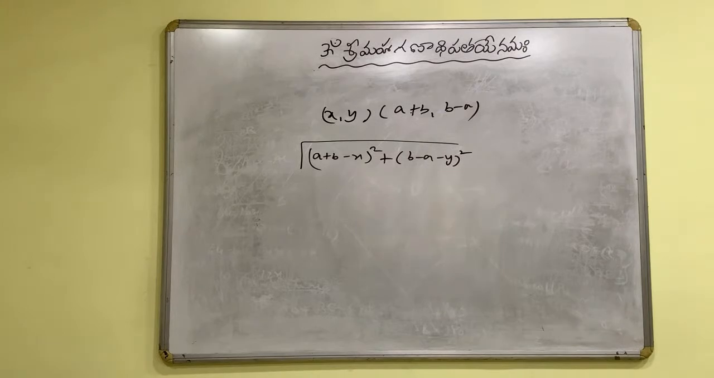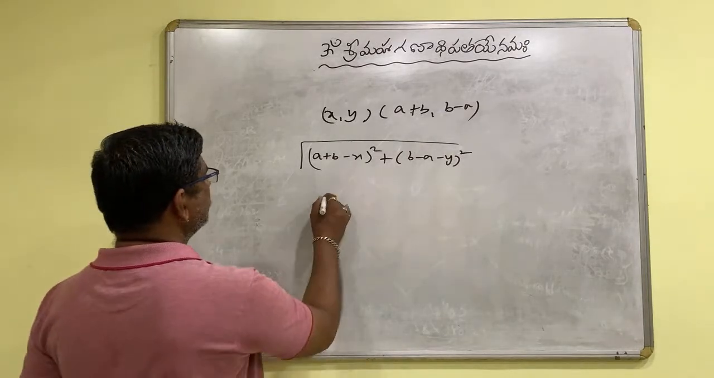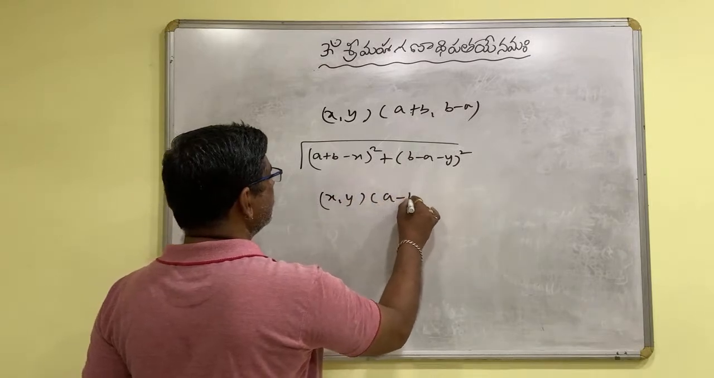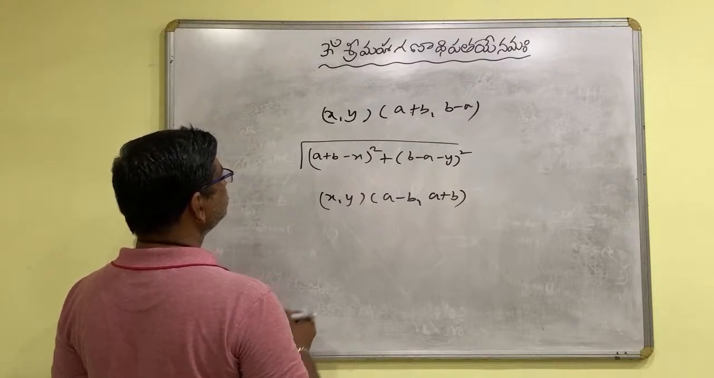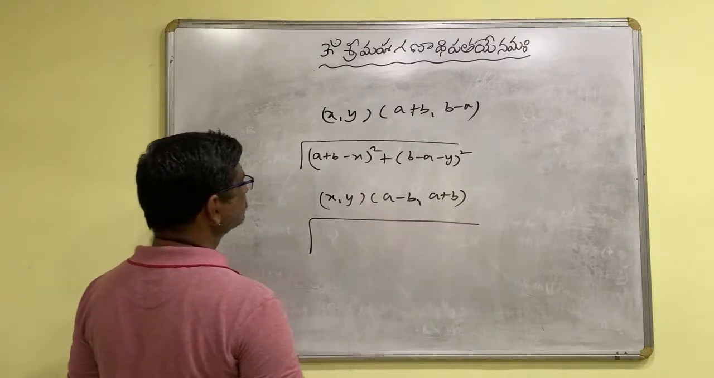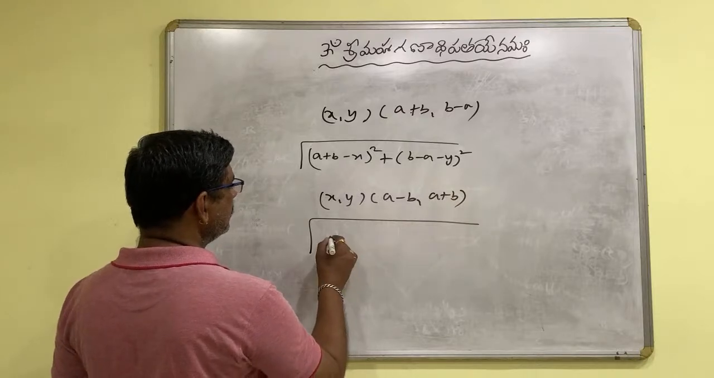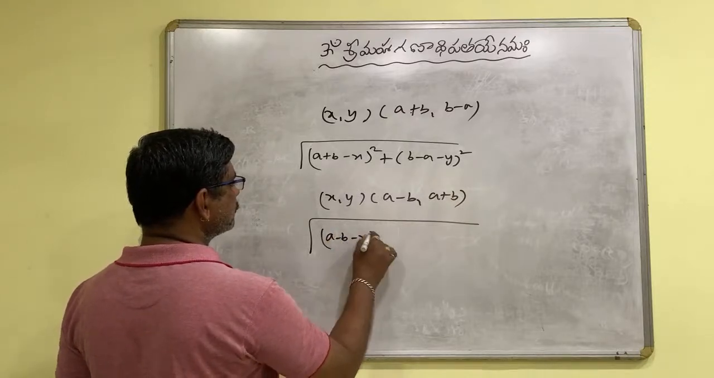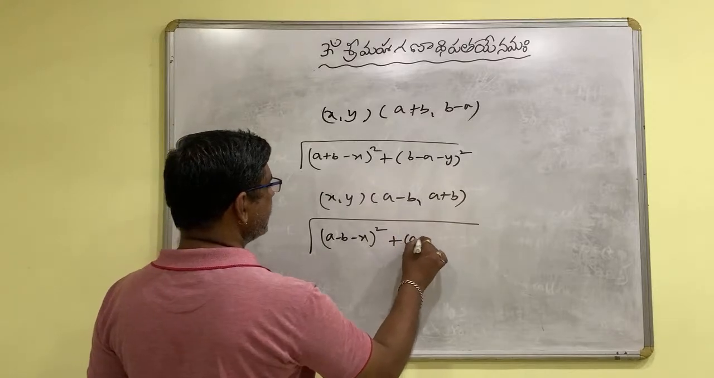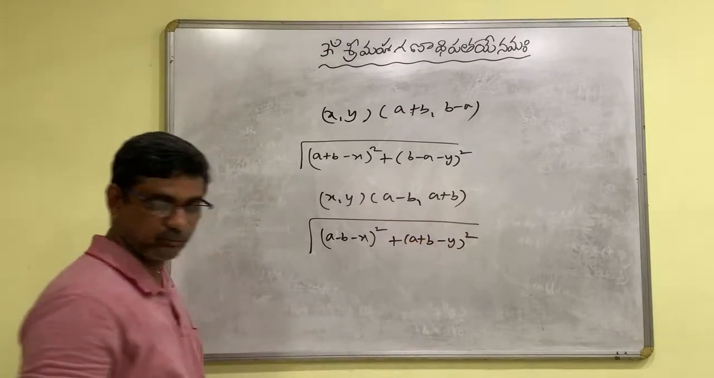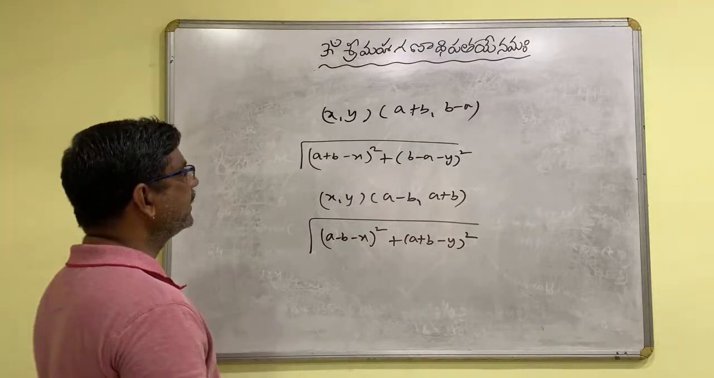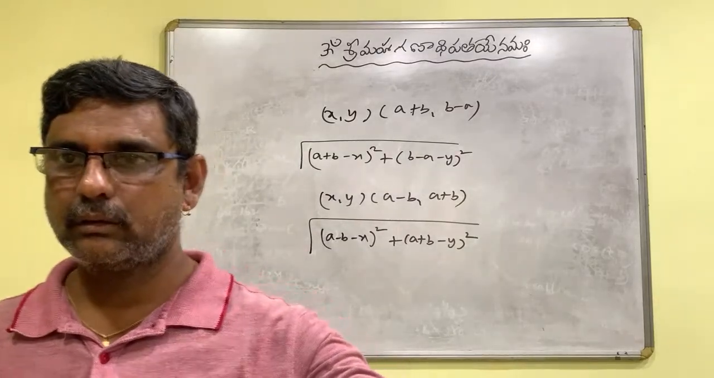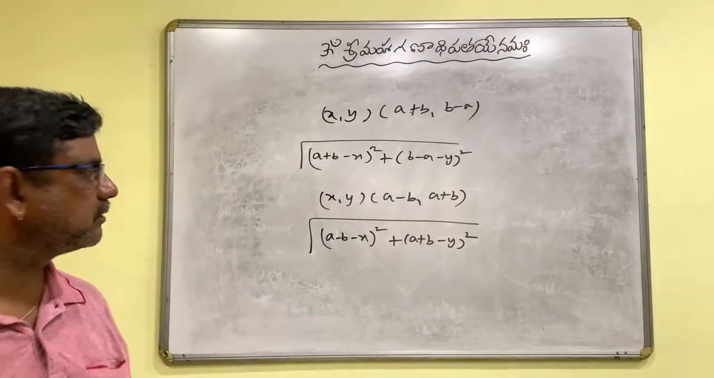And next one: x comma y, a minus b, a plus b. Distance formula: a minus b minus x whole square plus a plus b minus y whole square. Now we need to equate both. No need, sir, I got it. Okay.